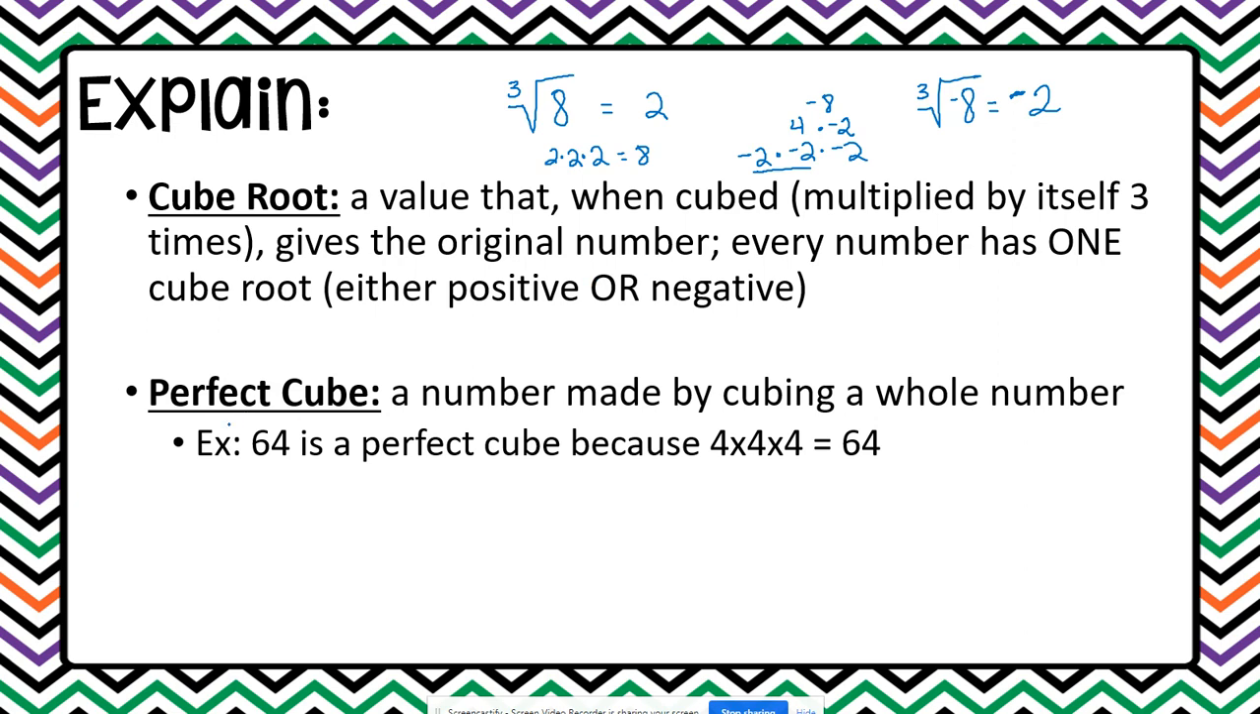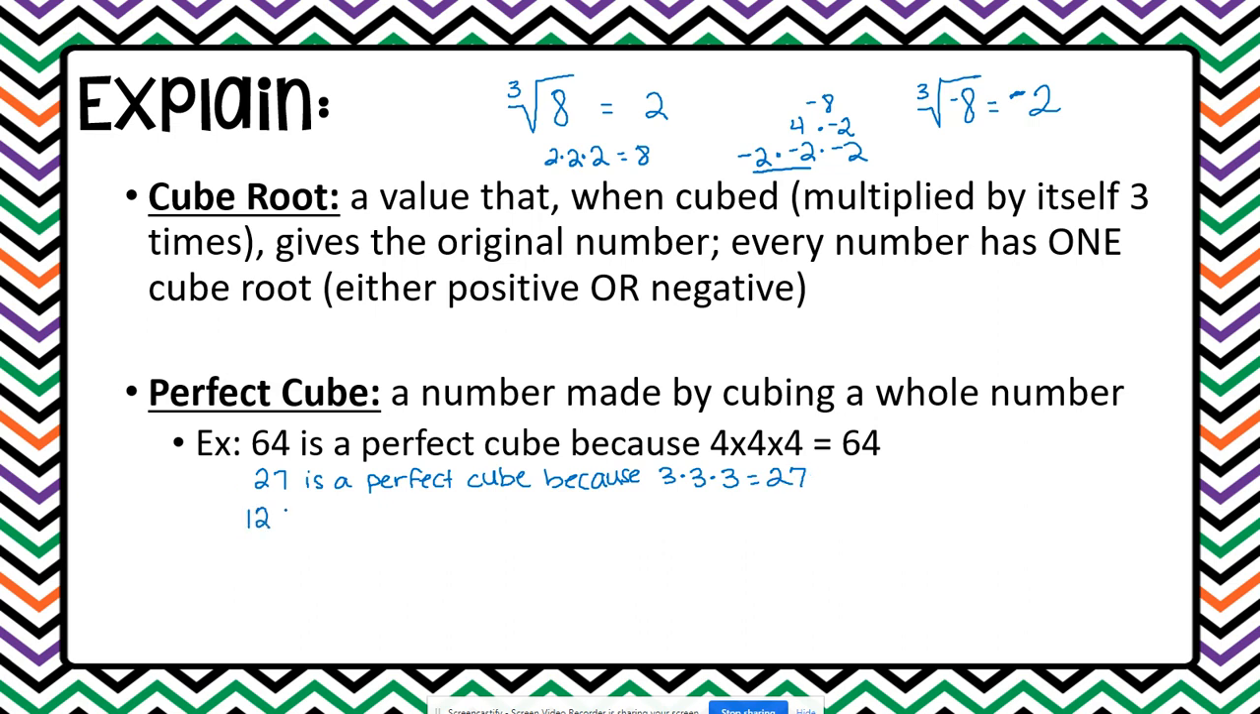A perfect cube is a number made by cubing a whole number. So for example, 64 is a perfect cube because 4 times 4 times 4 equals 64. Another perfect cube would be 27. So we say that 27 is considered a perfect cube because if we multiply 3 by itself 3 times, so 3 times 3 times 3, we get 27.